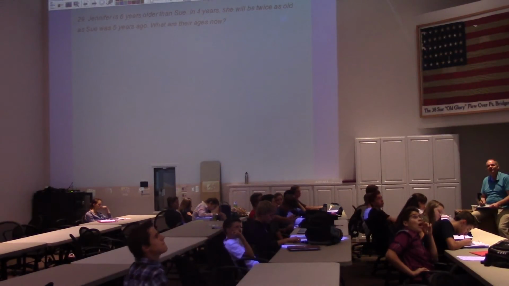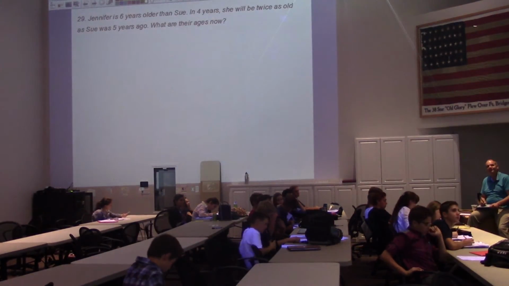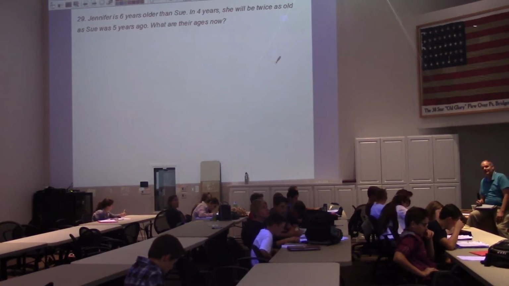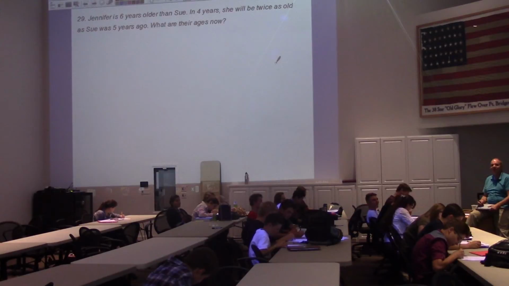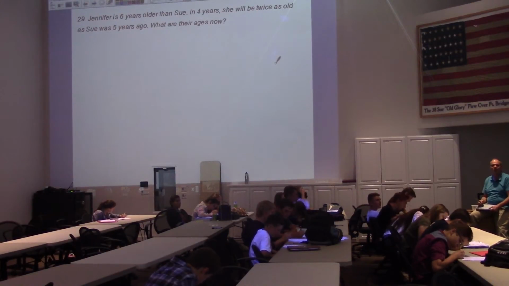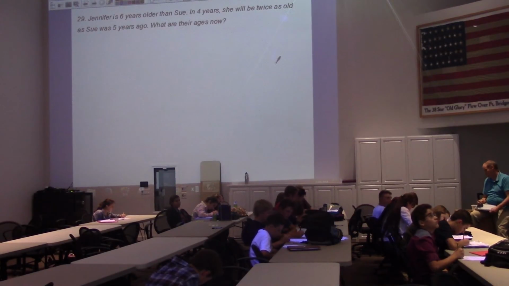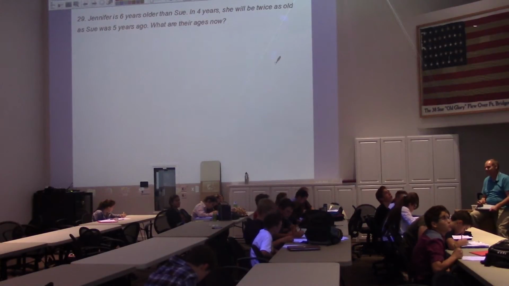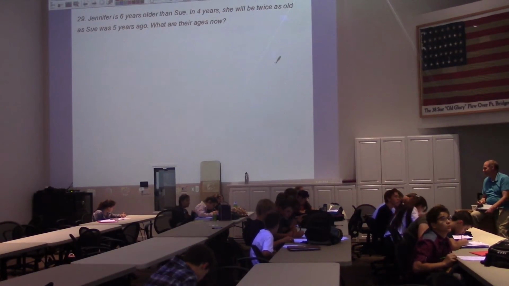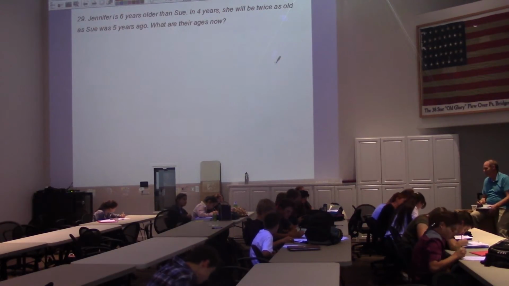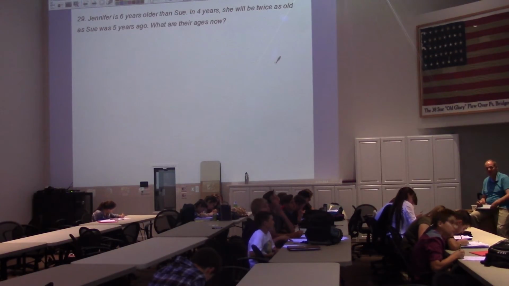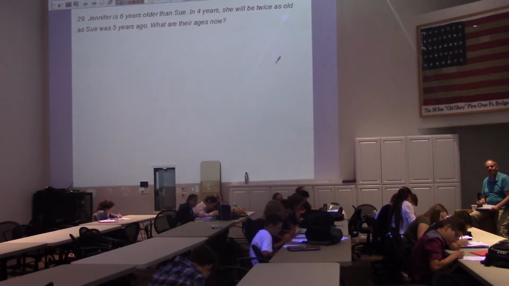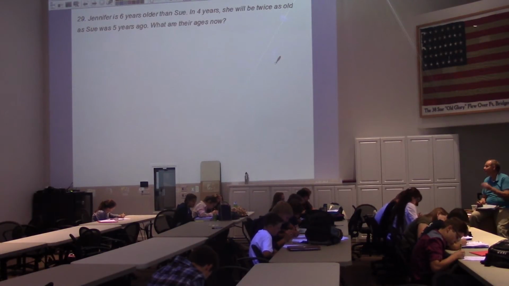Okay, this one, you're on your own. Work with a neighbor. Can you guys do it? Jennifer is 6 years older than Sue. In 4 years, she'll be twice as old as Sue was 5 years ago. Can you build it? Give it a try. If you haven't done it, work with the neighbor next to you and try and build it. I need 2 equations built. See if you can build and solve it. This is on your study guide number 29. See if you can put that together.